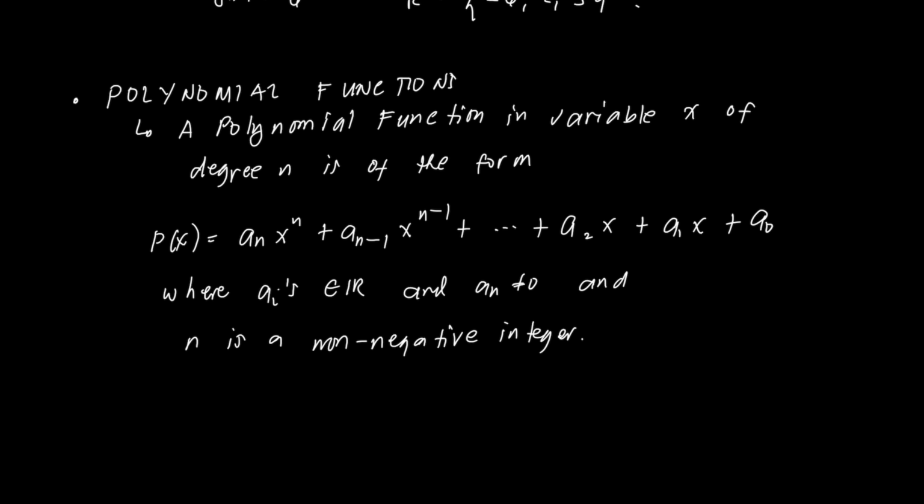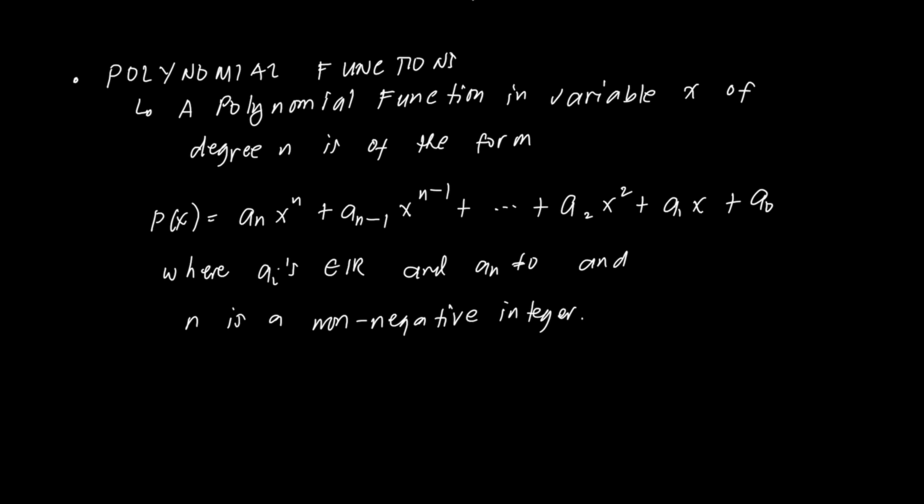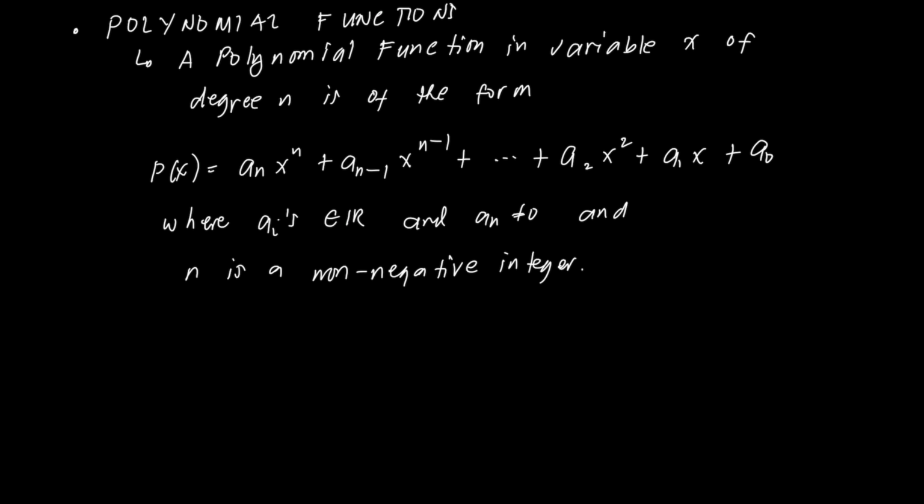A polynomial function in variable x of degree n is of the form p of x is equal to a sub n times x to the power of n plus a sub n minus 1 times x to the power of n minus 1 plus ... plus a sub 2 x squared plus a sub 1 x plus a sub 0. The ellipsis there means there are still a lot of terms, still finitely many terms in between those two terms.